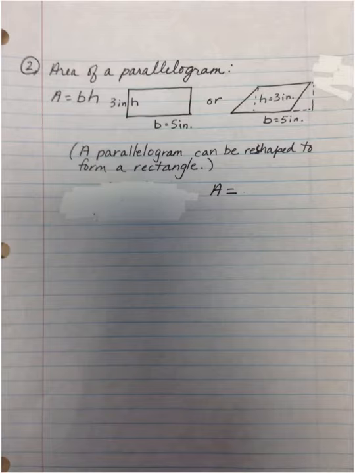Okay, so the base is 5 inches, and the height is 3 inches, and it says it's base times height. So the area is going to equal 15 inches, and because it's area, we have to square it because we're taking into account 2 dimensions. We're taking into account the base and the height. So we square our answer, and our answer is area equals 15 inches squared.